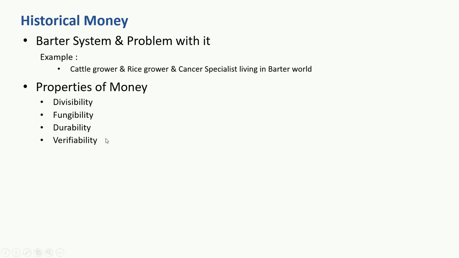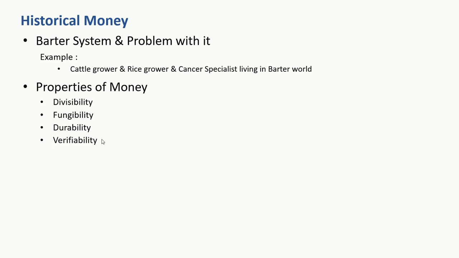Okay, so the last one is verifiability. What is verifiability? A cattle grower cannot distinguish between a good cattle and a bad cattle, right? Bad in the sense of diseased cattle. So verifiability becomes a big mess when it comes to a barter system.